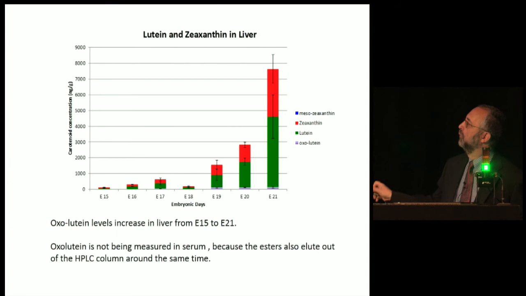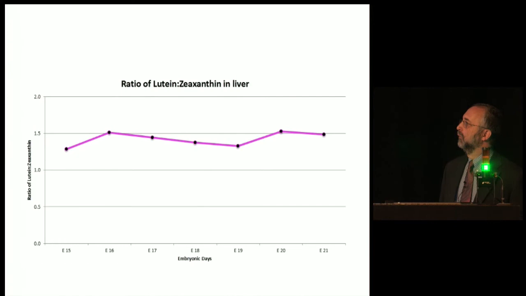And you can see everything. You can see the error bars here. The ratio is very similar in the liver to exactly what we're seeing in the egg yolk, around 1.5 to 1, and as we'll see, it's very similar to what's going on in the serum.